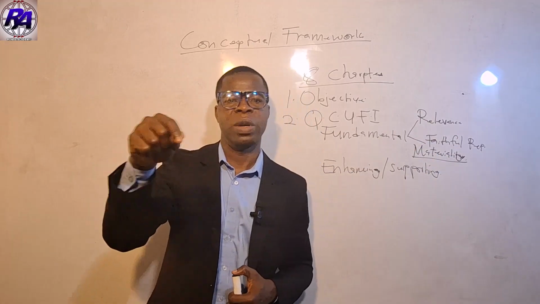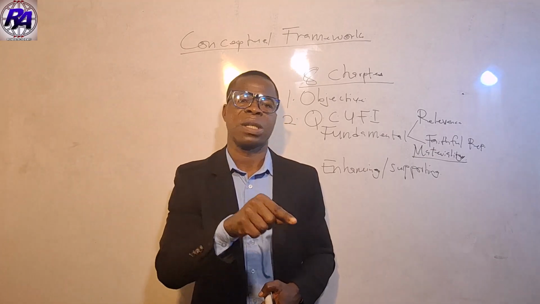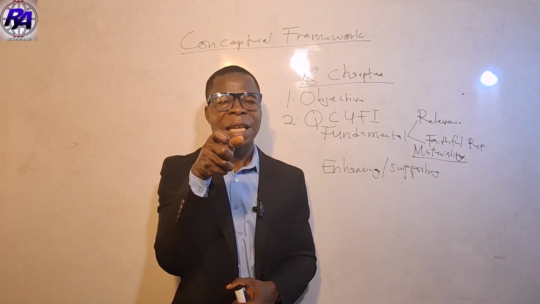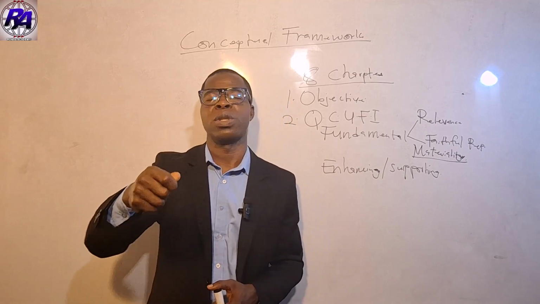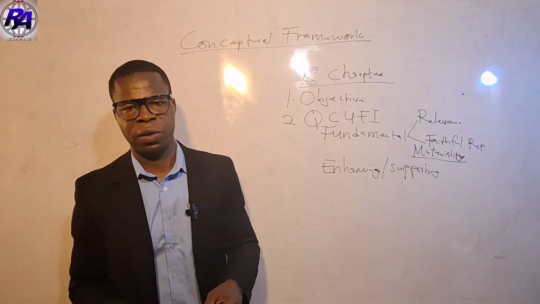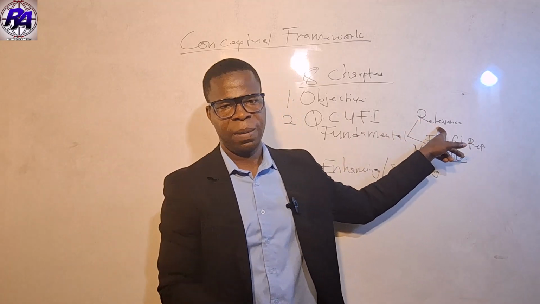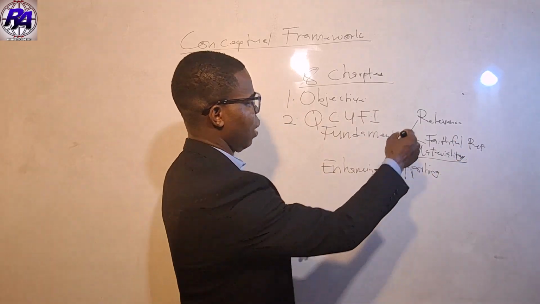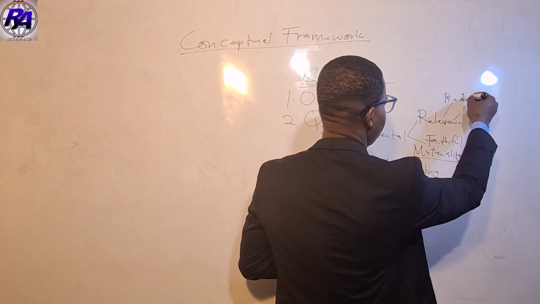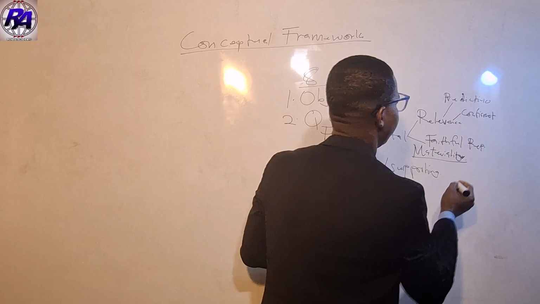Now let's look at what is relevance. We say information is relevant if it has the potential to influence the decisions of end users. So we say something is relevant if that report is able to influence the decision of end users. Relevance has two key features: predictive value, and then confirmatory value.